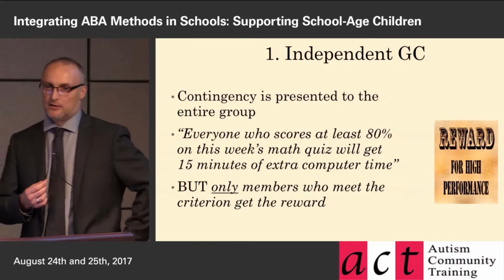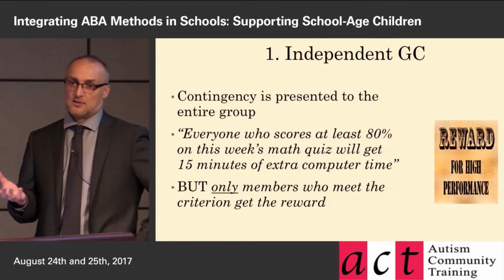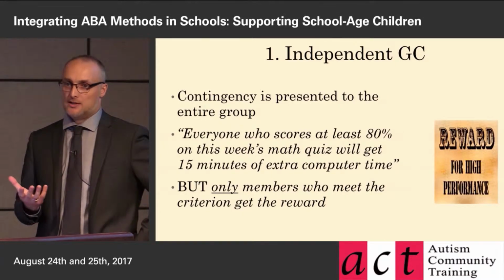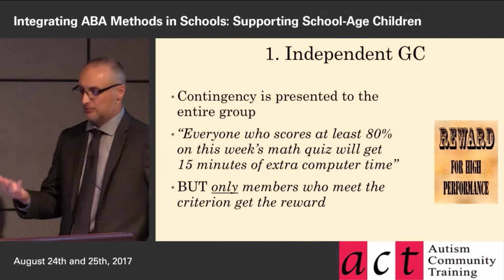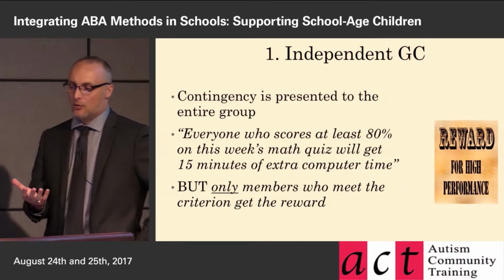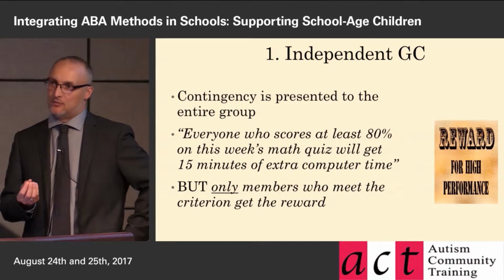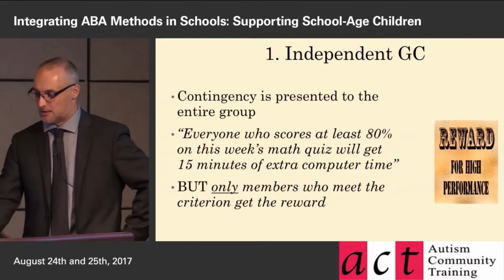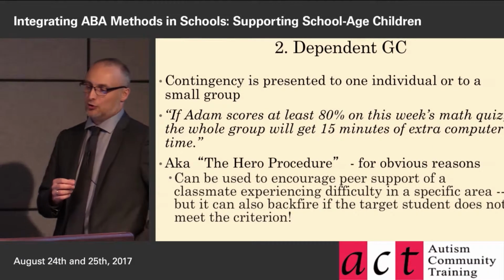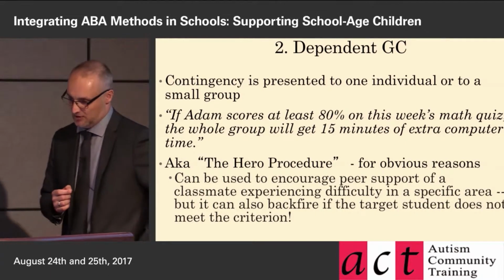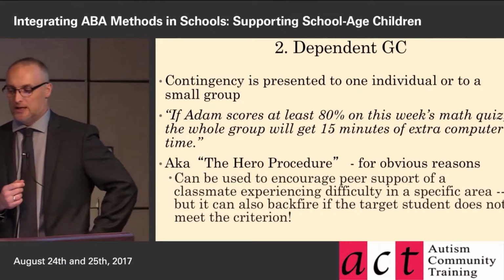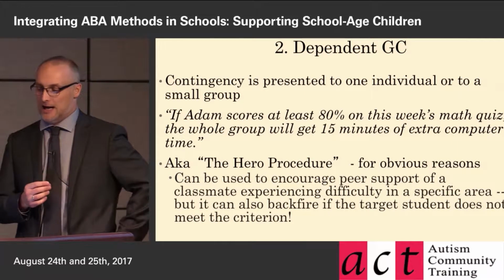This works for a lot of typically developing students, and in some cases this might also be motivating for a student with autism if it's appropriate to their cognitive language level and their academic setting, where they also want to hit the same target as everybody else and be able to go with everybody else. The second version of a group contingency is called a dependent group contingency. It's presented to one individual or to a small subset of the class.